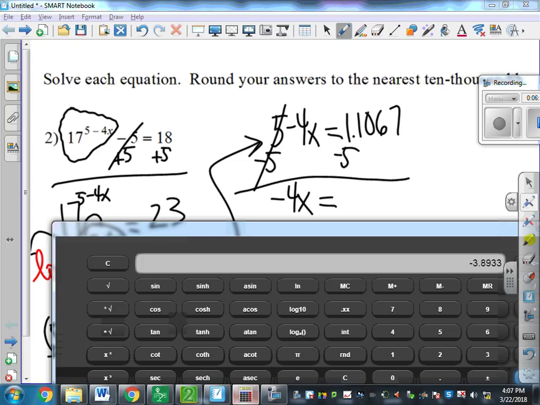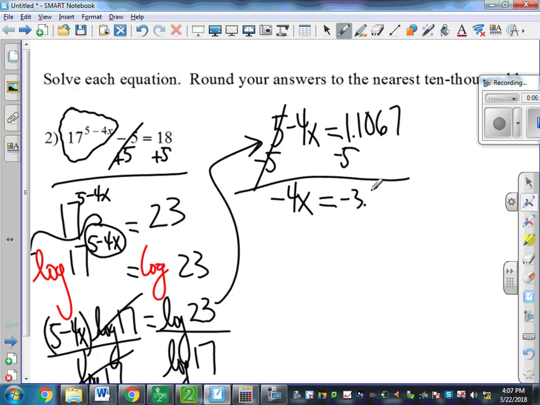Negative 3.8933. Negative 3.8933. All right, we are almost home free, guys. We now divide both sides by negative 4 to get our x by itself.